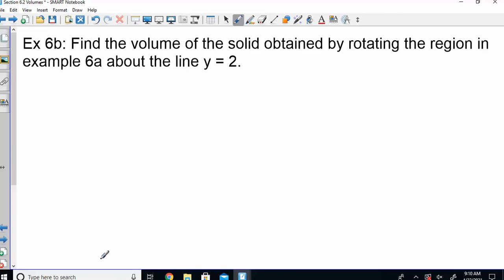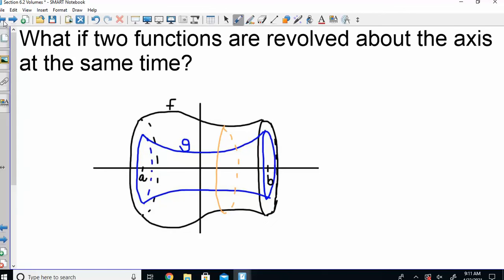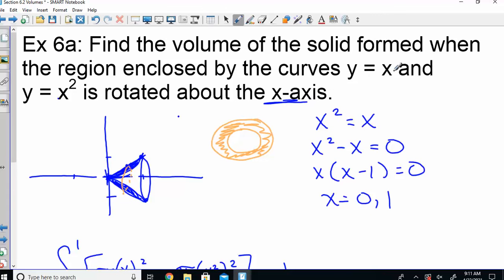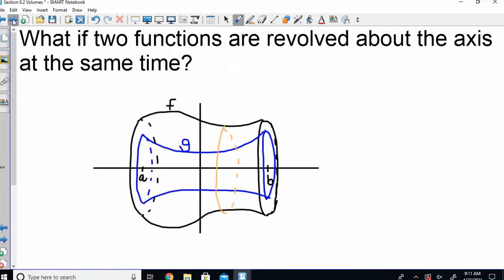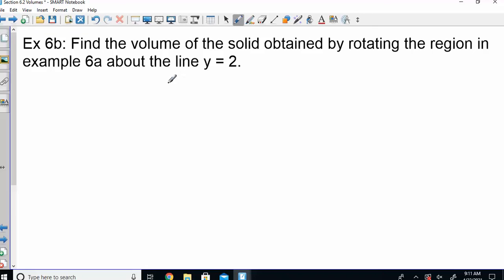I'd like to do maybe a couple more and then give you guys time to try some homework. So let's find the volume of the solid obtained by rotating the region in the last example about the line y equals 2. The example we just did, we had y equals x and y equals x squared, and we rotated it around the x-axis. I'm changing this. I'm rotating it around a completely different line.